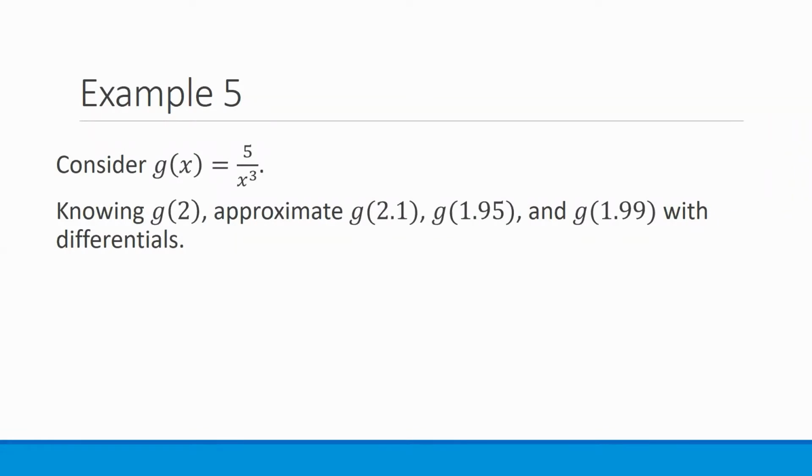Let's take a look at the last example. Here we have example 5. We consider the function g of x is equal to 5 divided by x to the third. We're going to calculate g of 2 and also the derivative of g of 2. And we're going to use it to approximate g of 2.1, g of 1.95, g of 1.99, all with differentials.